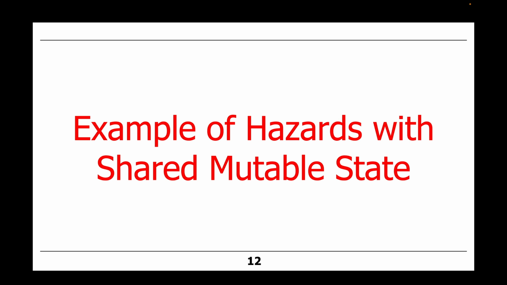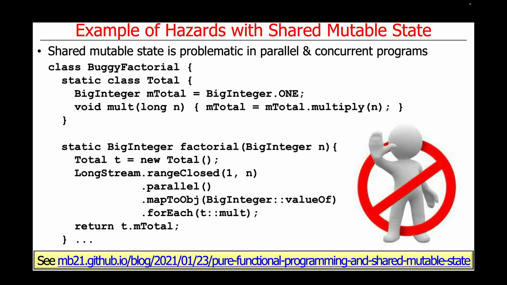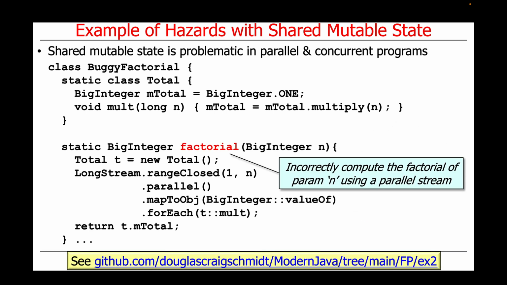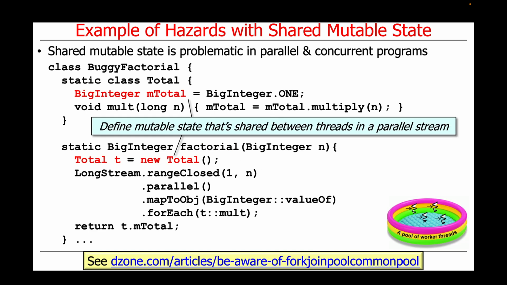We're now going to explore an example of some hazards that can occur when shared mutable state is used in a modern Java program. Shared mutable state is particularly problematic in parallel and concurrent programs. So we'll take a look at an example that incorrectly computes the factorial of a parameter n using a Java parallel stream. And this example can be found in the EX2 project in the FP folder in my modern Java GitHub repository. The problem here, of course, is that we're defining mutable state that's shared between threads in the common fork-join pool in a parallel stream.